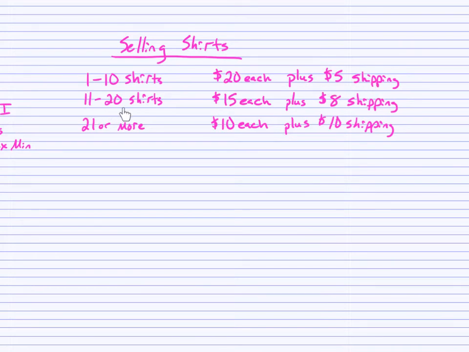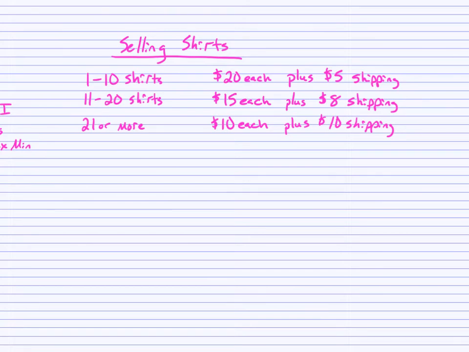If you buy between 11 and 20 shirts, $15 each plus $8 shipping. And if you buy 21 or more shirts, it's $10 each plus $10 shipping, because the more you buy, the heavier it gets, the more they've got to charge you for shipping.